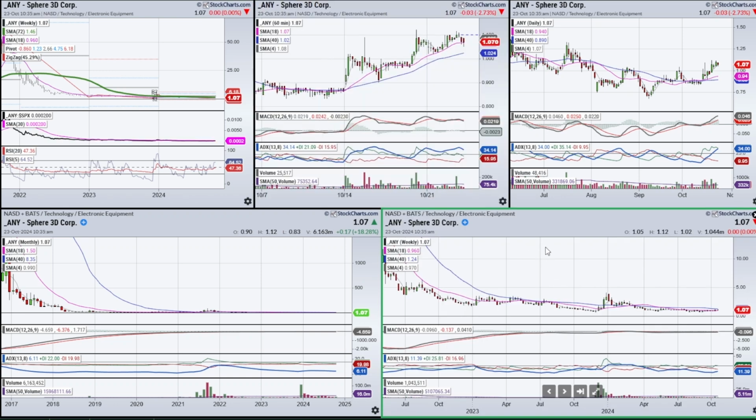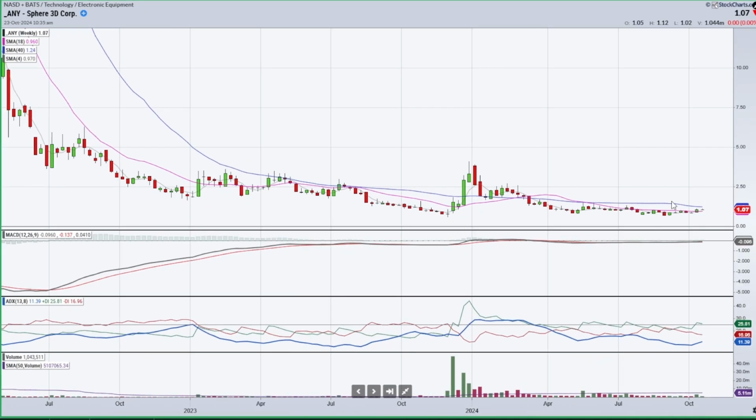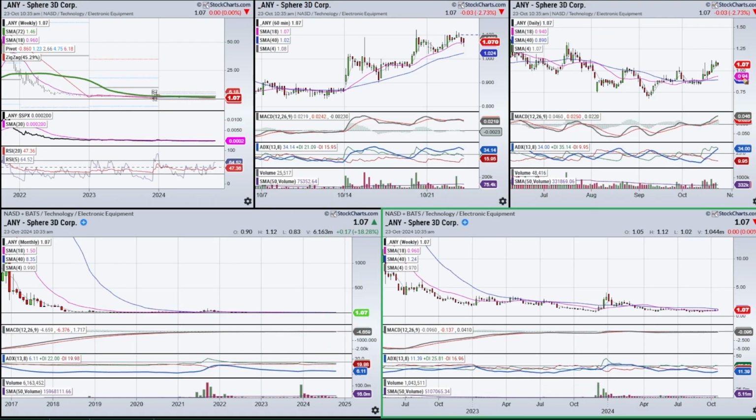Sphere 3D. We are starting to perk up. I like the volume pattern here, but right now this is really just a short-term trade. We don't really have much going on the weekly chart. There's really not any real momentum yet. Now, if you wanted to play this off the daily using the hourly for entry, you could do that. But it's really more of a trade, maybe up towards 1.25, 1.5, something like that. So you'd have to be pretty nimble if you were going to do that.